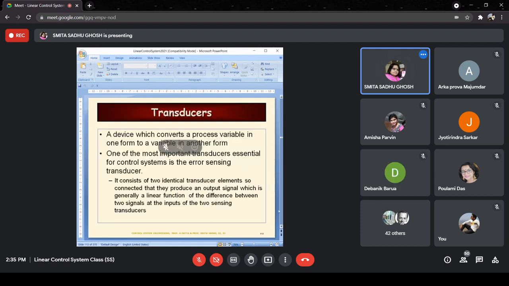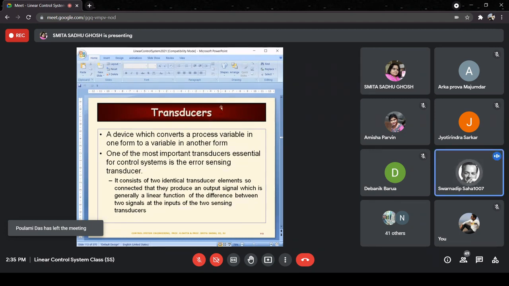You are familiar with this term, I'm sure, from your measurements course in the second year: transducers. What are transducers, by the way? Can anybody tell me? Ma'am, a transducer is a device which converts any non-electrical quantity to an electrical quantity. Okay, yes, you are correct, up to a certain extent.